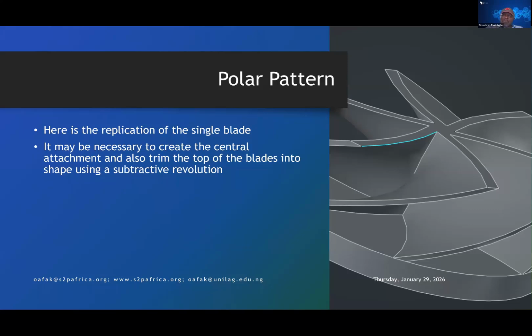That's what you see here. We can create something in the middle there. Here, it will be necessary to create the central attachment and also trim the top of the blades into shape using a subtractive revolution. So you can use additive revolution or subtractive revolution to do some of this. But I gave you this full file. You are getting the file so that you can play with it and see things that I cannot show you that easily in class.